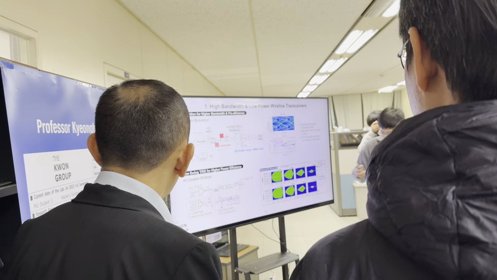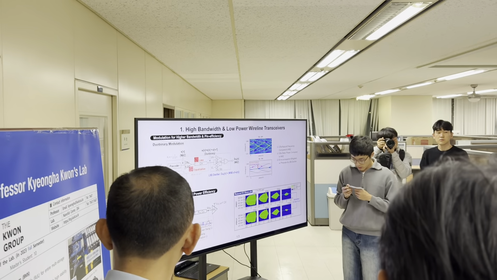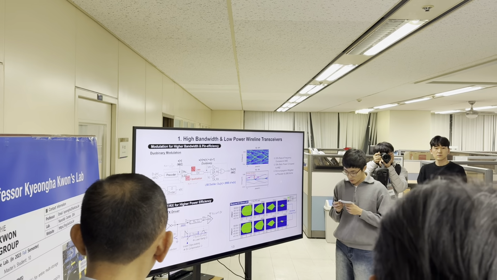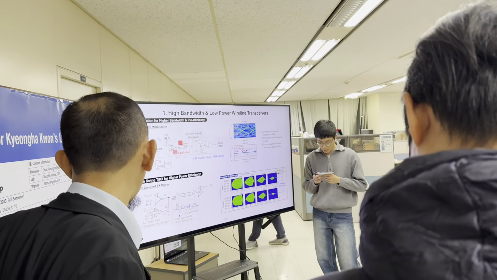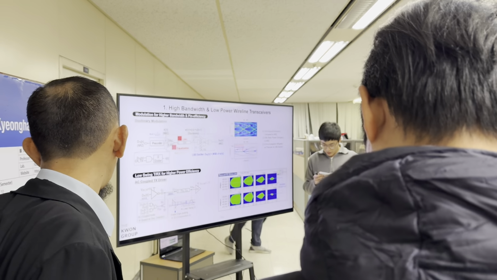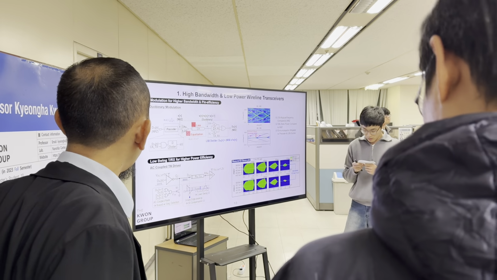Secondly, we are researching low power transmitter and receiver circuits. This research aligns with the low power specifications required in the HBM and DRAM markets to prevent thermal degradation. We are developing transceivers that enable high bandwidth communication while maintaining low power consumption.